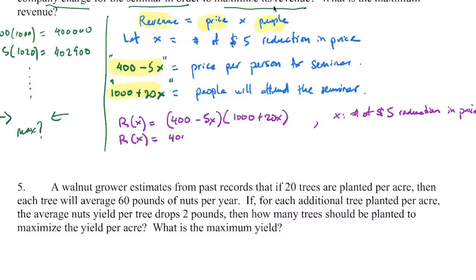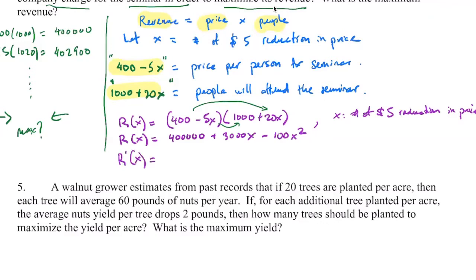So we have 400,000 plus 8,000x minus 5,000x. Is that right? Negative 5,000. So 8,000 minus 5,000, is that 3,000 in the middle there? What do you say? And then minus 100x squared. Did I do that math correctly for the middle term there? Okay, all right, so let's move on here.